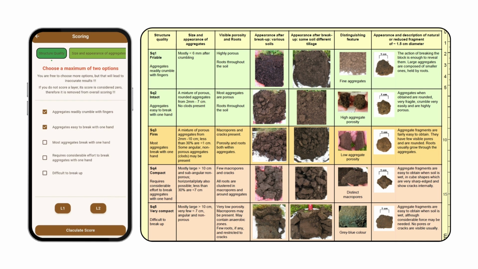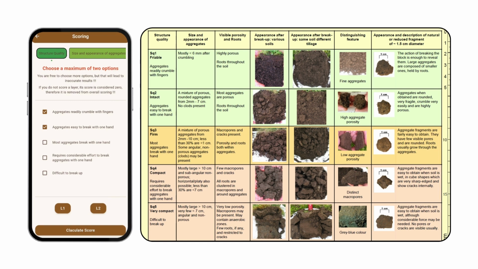Why is that? Because your soil is either from this category, aggregates readily crumble with fingers, or from this category, aggregates easy to break with one hand, or something in between these two, where you mark both of them. There's no possibility that your soil is something in between these 3, right? Because this 3 is actually equal to this. No difference. And also, it's not possible that your soil is something in between this, right? Because it doesn't make sense that your soil aggregates readily crumble with fingers, but in the meantime, they're also difficult to break up. So that doesn't exist. So this is the logic behind choosing a maximum of 2 options.